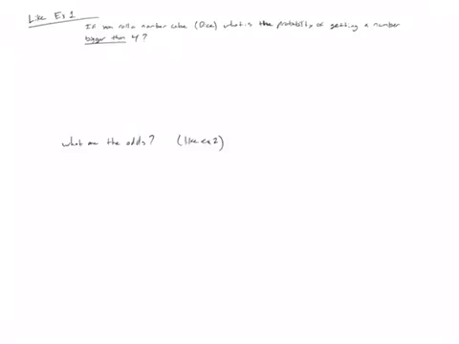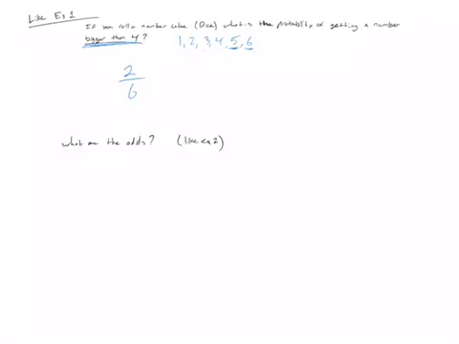Well, first of all, if we were to roll a number cube, the options that I could get would be a 1, a 2, a 3, a 4, a 5, and a 6. A favorable outcome would be if I roll a number bigger than 4, which would just be 5 or 6. So I have two options for rolling a favorable outcome. And notice there are 1, 2, 3, 4, 5, 6 total outcomes.